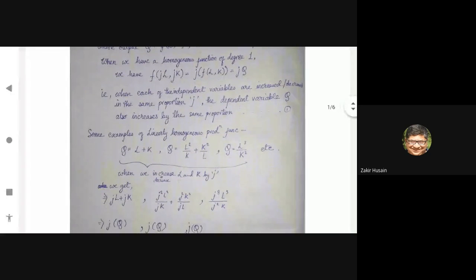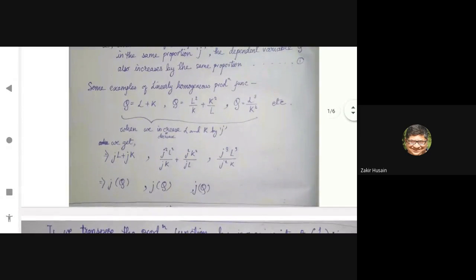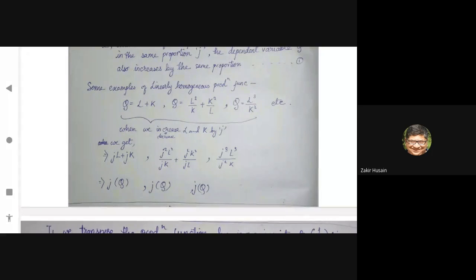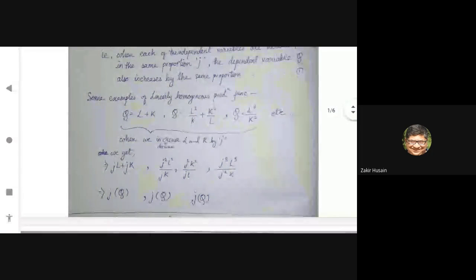That is written. Some examples of linearly homogeneous production functions I've mentioned. In all these cases, when we increase each of the independent variables by the arbitrary constant j, the total output increases by j. Has everyone understood this? Yes.